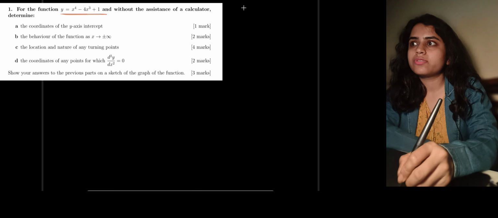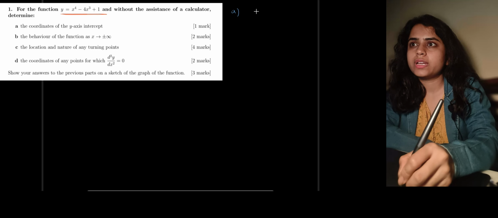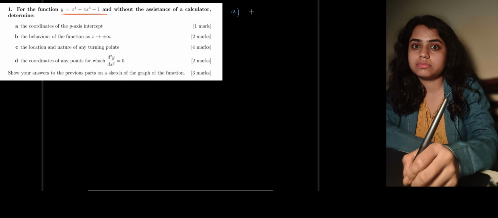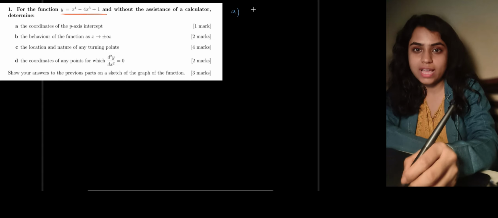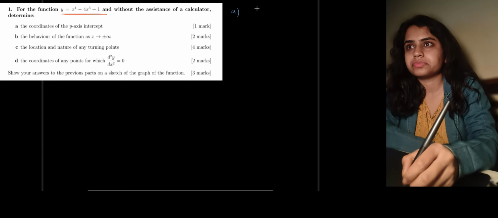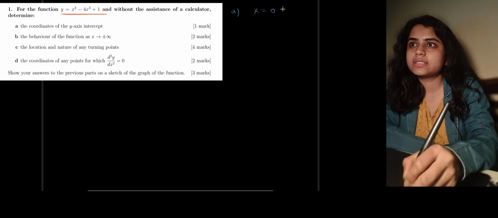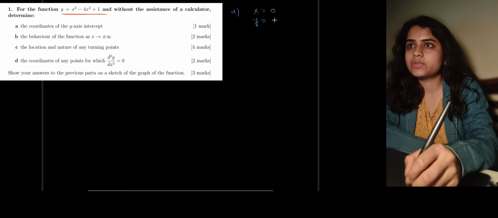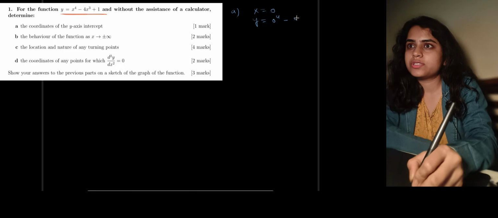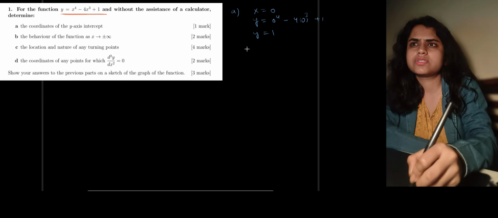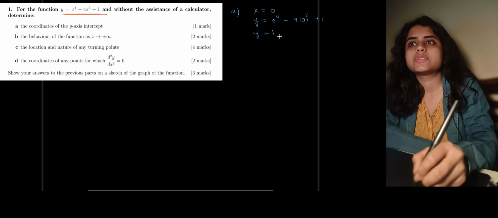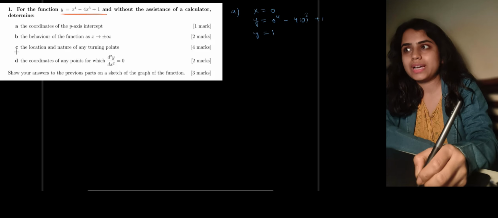Coordinates of the y-intercept, so where it cuts the y-axis. So put x is equal to 0. If x is 0, what are you going to get? y is equal to 0 to the power of 4 minus 4 times 0 cube plus 1. So it's just y is equal to 1. So y is equal to 1 is the y-intercept.